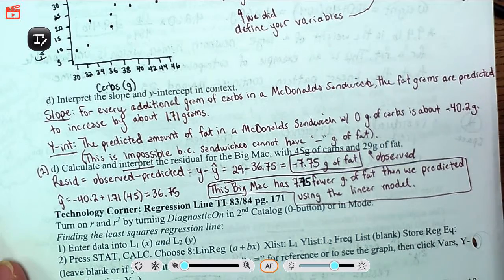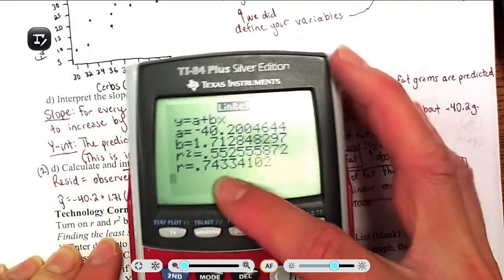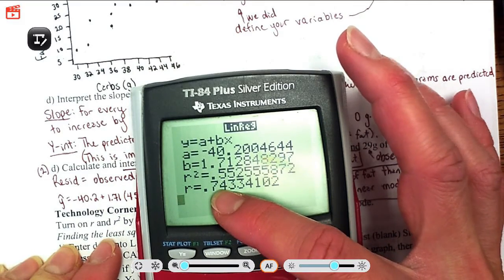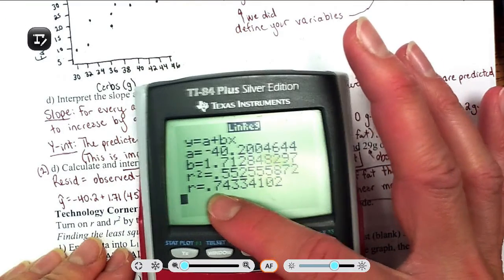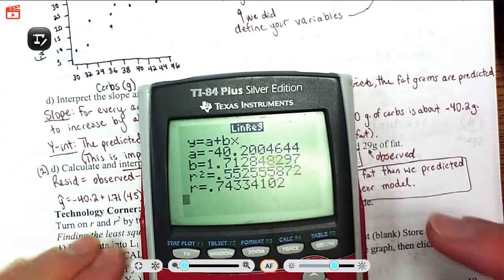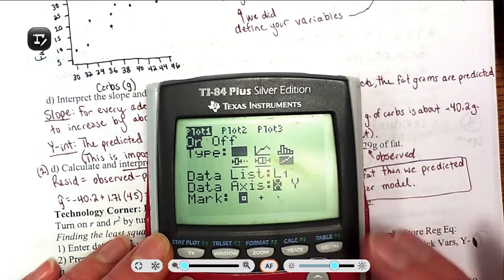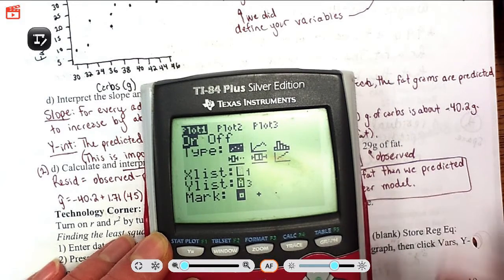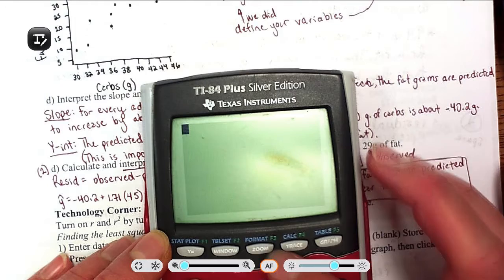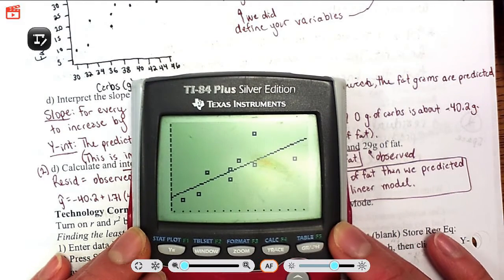Okay, all right, let me go back to the calculator here. This R and that R squared are important. R is important to us so far. That's the correlation coefficient. And so 0.74 responds to the strength of the linear relationship. And if I hit zoom 9, I can get my scatter plot.